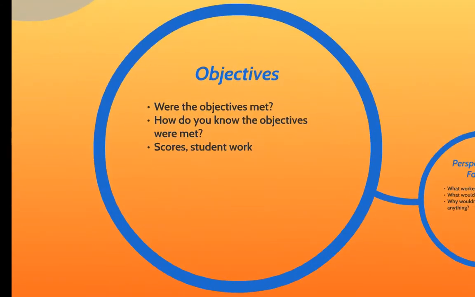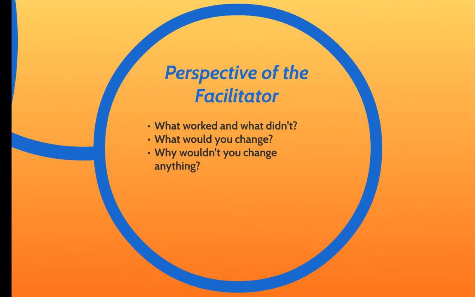The next section, objectives. Were the objectives met? How well did the learners do when meeting the objectives? How do you know that the objectives were met? Some things you can include in this section are scores from assessments, examples of student work. So even though you may not have been able to go through every single lesson in your unit, how is it going? Are you meeting the objectives? Why or why not?